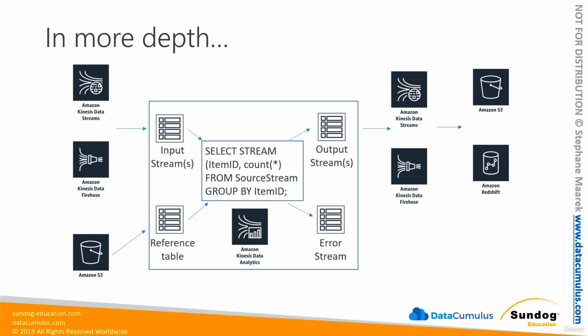Maybe it's some sort of lookup data that you have that you want to refer to within your SQL of your actual analytics job. So if you want to do that, you have to store your reference data as an object in an S3 bucket. And then when your Kinesis Analytics application starts, the Amazon Kinesis Data Analytics will read the Amazon S3 object and create an in-application table so you can refer to that data in S3 however you wish.